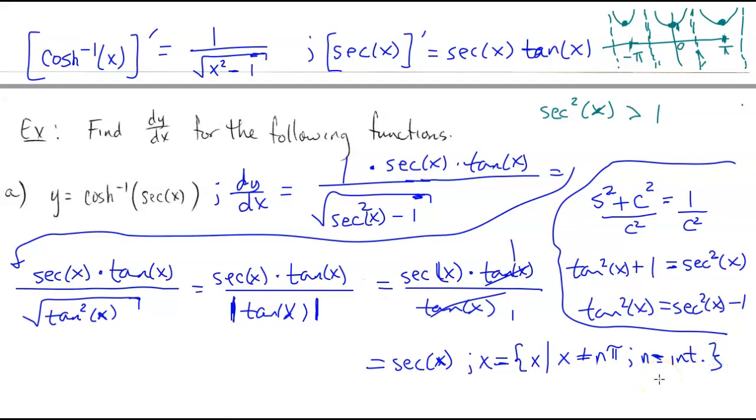So here, as long as the x values that we have are not integer multiples of pi, we know that this result here is just going to be secant x. So we know that we're good to go there as long as that happens.